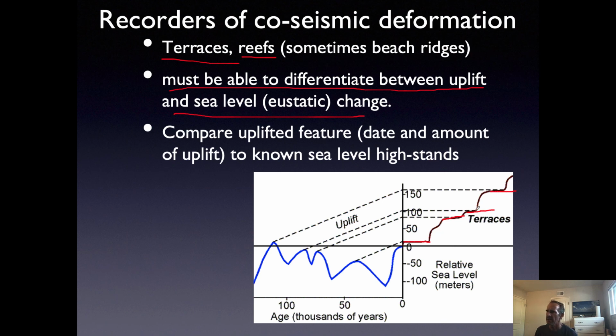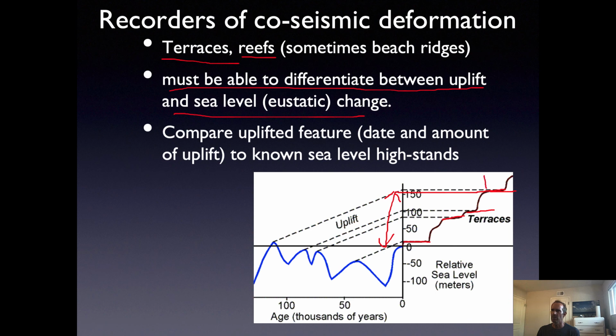So if I get this terrace, and I want to know how much it has been lifted above sea level, if I just compare the elevation of that to modern sea level, I will not get the correct answer, because at the time that this terrace formed, sea level was not where it is today. It was actually higher. So this blue line is showing a sea level curve through time. So this is 100,000 years ago, 50,000 years ago, today.